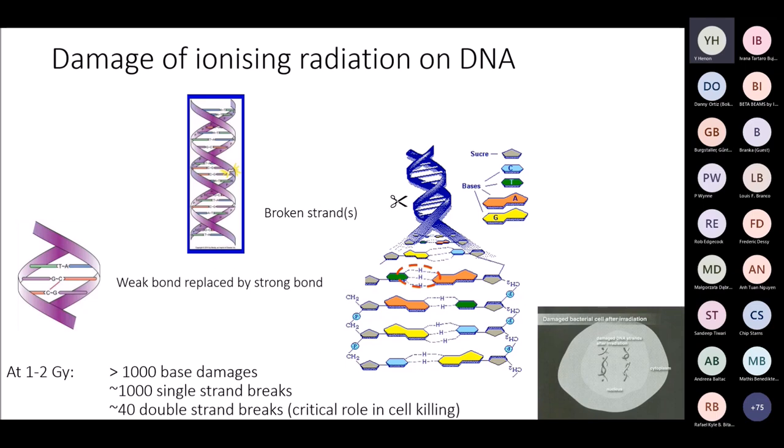At a dose that would be considered low, certainly in radiation processing, because radiation processing is generally in kilograys. But if you look at cancer therapy, we are much closer to these low doses of a couple of grays or even less. So you will have roughly 1,000 damages to the bases, about 1,000 breaks of a single strand, and 40 double breaks of double strands. And these are the most damaging ones.